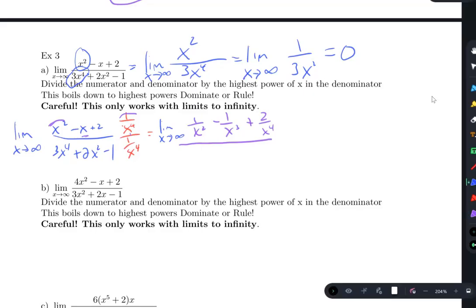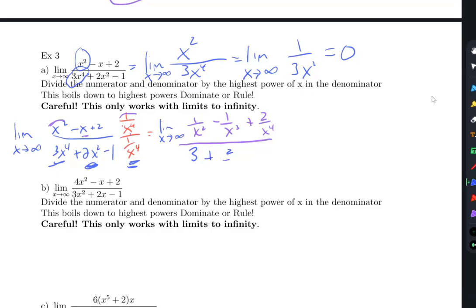Let me do that same thing down here. We take this term times this, so that would give me a 3. And then this term times this, I would get a plus 2 over x squared. And then on this one here, I'd get a minus 1 over x to the 4th. Now let your x's go to infinity. So in the numerator here, I would have 0 minus 0 plus 0 over 3 plus 0 minus 0.